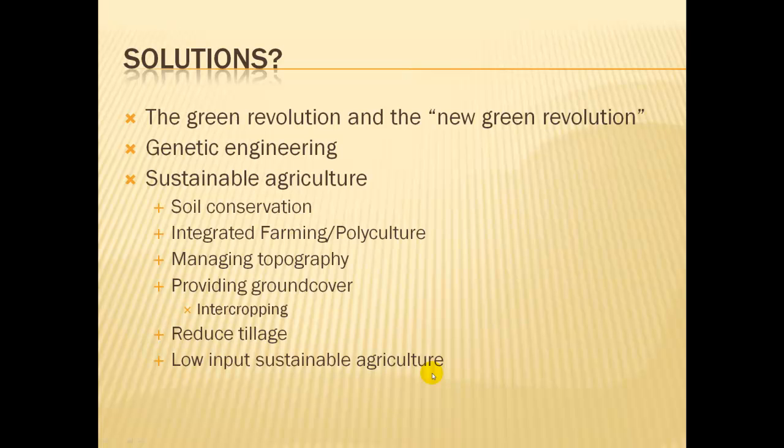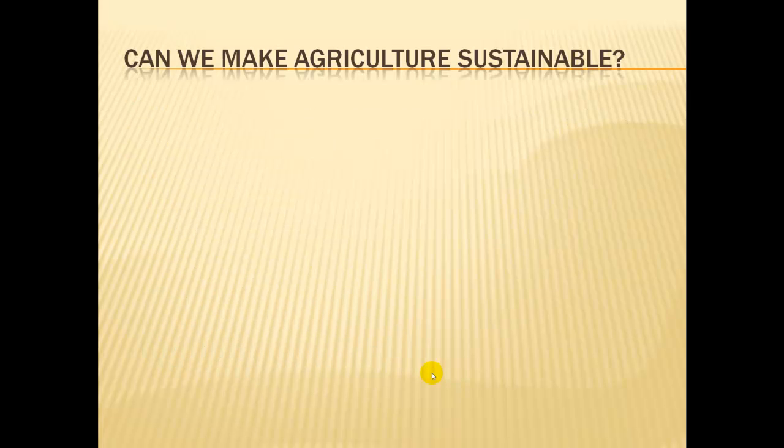And finally, low input sustainable agriculture. This gets into things like integrated pest management. You're not necessarily going organic, but at the same time, you're only applying those materials in areas that are needed. So this is all part of sustainable agriculture.